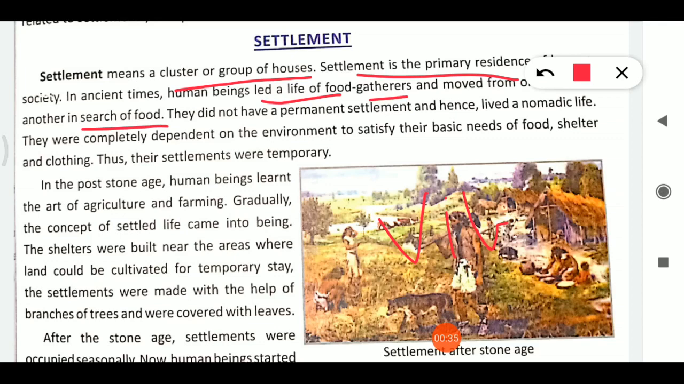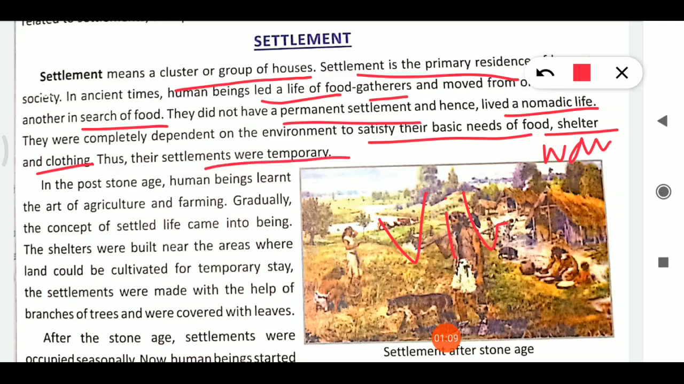Okay, then after, if we talk about his settlement, then there was no permanent settlement and he lived a nomadic life. Nomadic, what do you understand by nomadic? Nomadic means wanderer. Okay, he wandered here and there in search of food and water, and he was completely dependent on the environment to satisfy his basic needs: food, shelter, clothing, etc. And his settlement was always temporary.